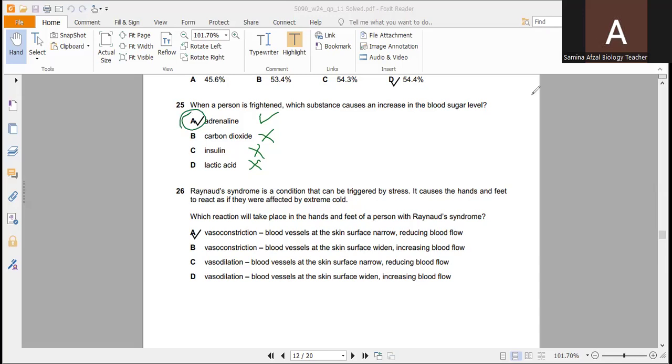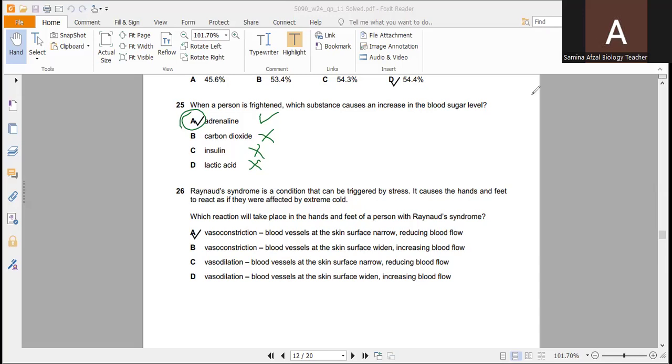And the next question is, Raynaud syndrome is a condition that can be triggered by stress. It causes the hands and feet to react as if they were affected by extreme cold. So which reaction will take place in the hands or feet of a person with Raynaud syndrome? First of all, what is Raynaud syndrome? It's a condition that can be triggered by stress, and it reacts as if they were affected by extreme cold.